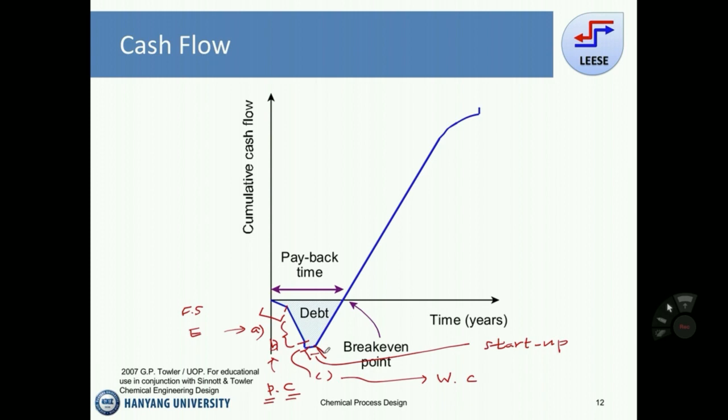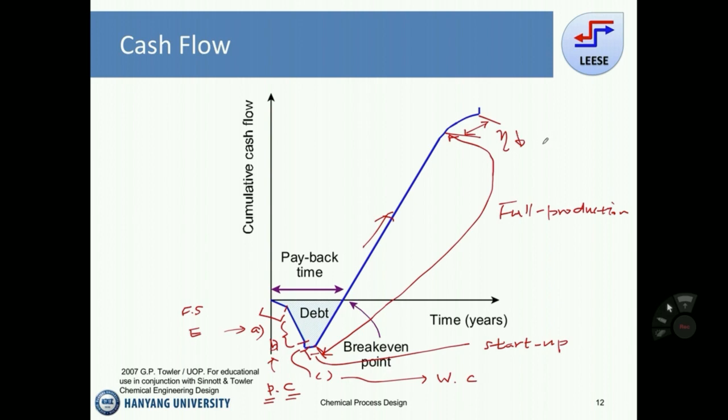Then after this, from this one to that one, is the full production. Full production means we have the full benefit of selling the product. So we have meaningful revenue from this project. That's why we have the increase in the cash. But then after maybe 30 years, maybe 40 years, the efficiency of the process is declining.